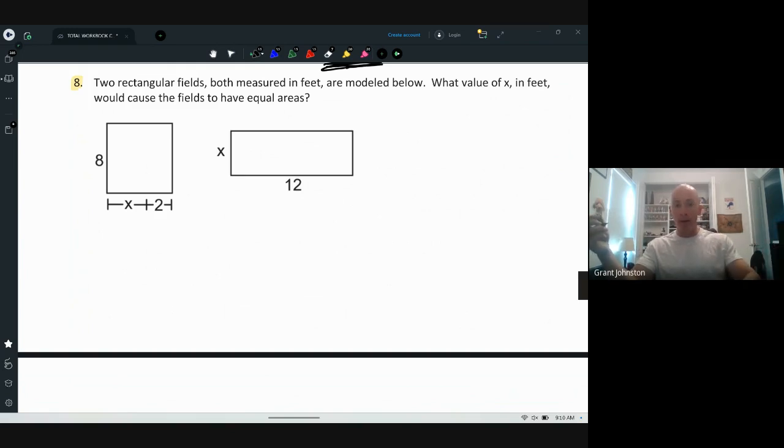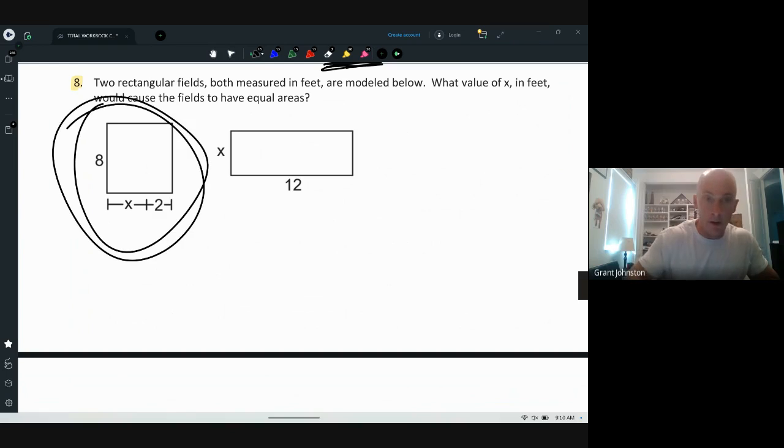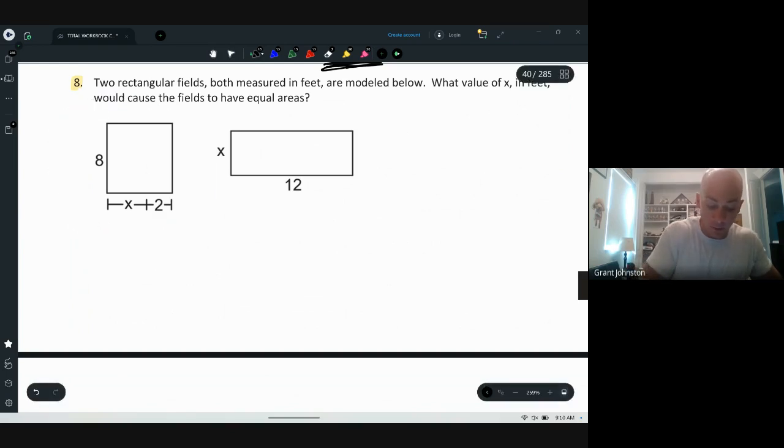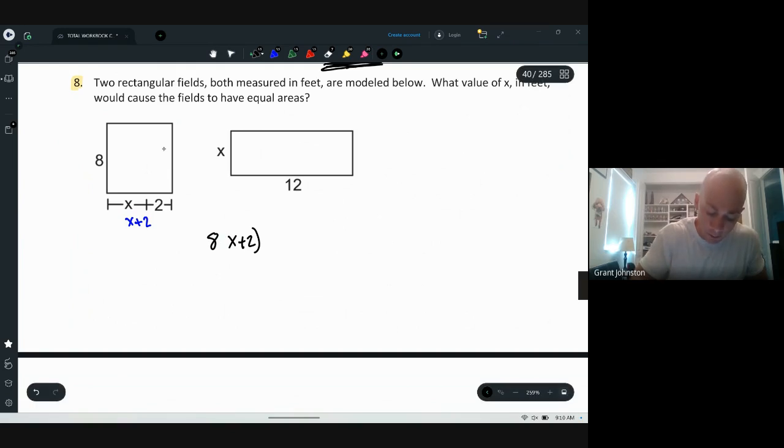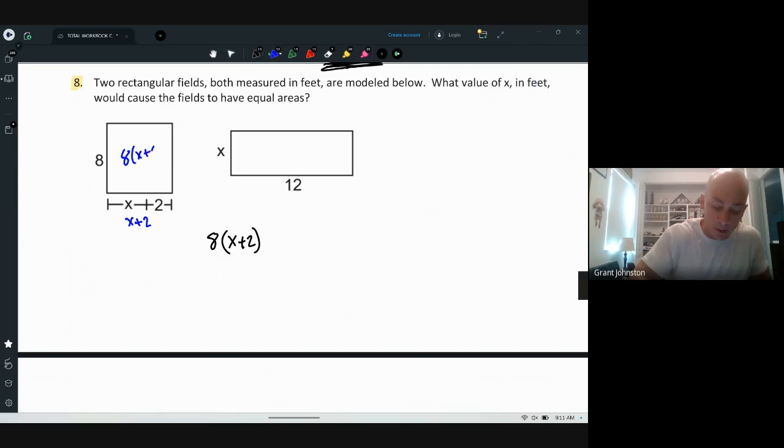So this left shape, the area, so this length here, let me label that in blue or something. This length here is an x and then a 2. So this length is x plus 2. So the area of this rectangle would be 8 times that quantity, x plus 2. This would be 8 times x plus 2. And then the area of this other rectangle will just be 12 times x.